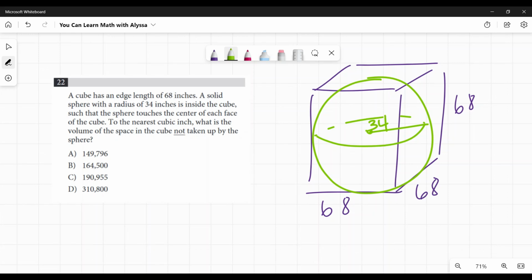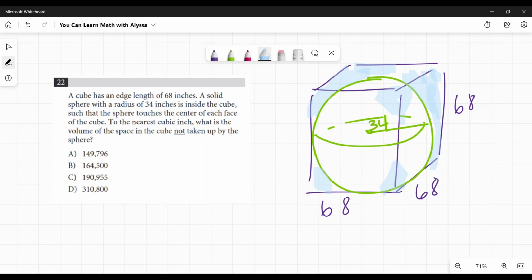Okay. To the nearest cubic inch, what is the volume of space in the cube not taken up by the sphere? So we're talking about these spaces around it, essentially. It'll be up in this corner too and down in this corner. All these little corner spaces. They're testing your knowledge of volume.